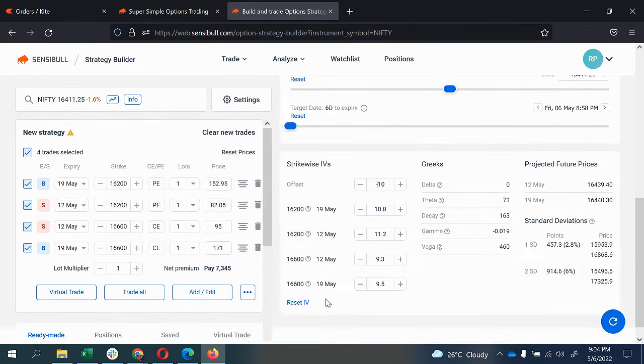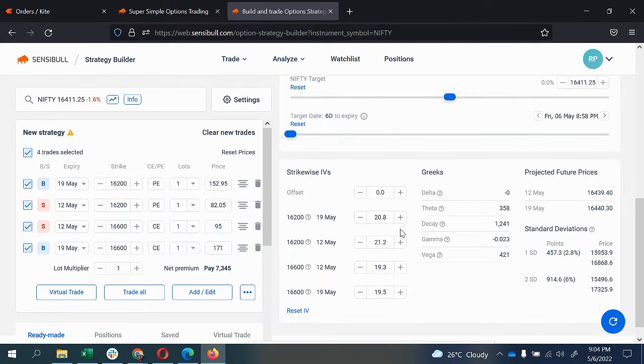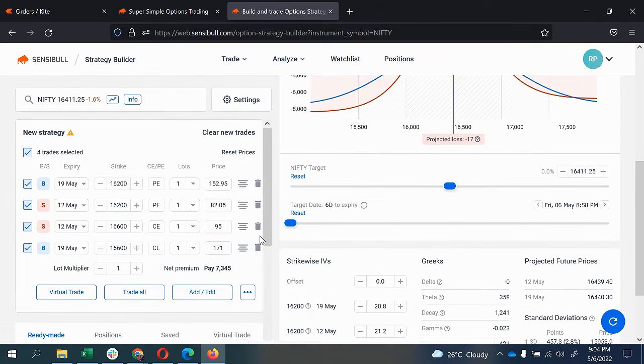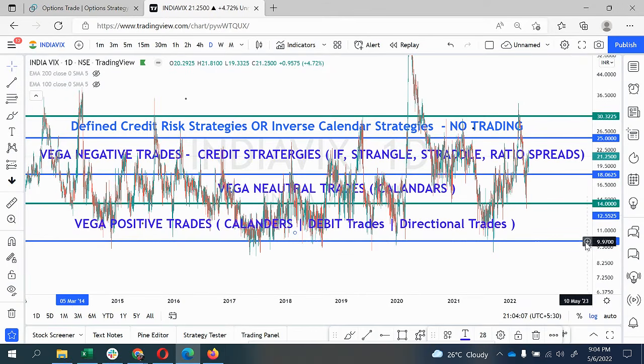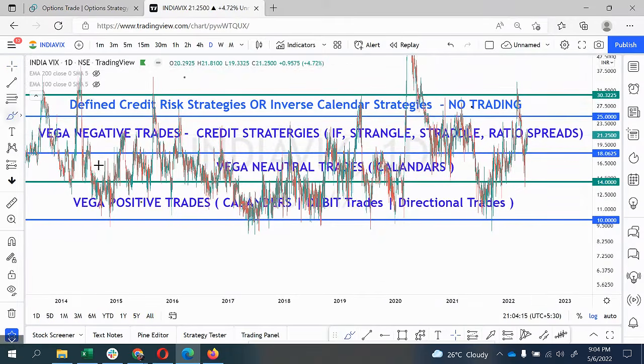So hope you got the context. This is the crux of the calendars. Basically we go for a calendar spread when the VIX is between 10 and 14 and we are expecting the VIX to go up. We are expecting the VIX to go up.